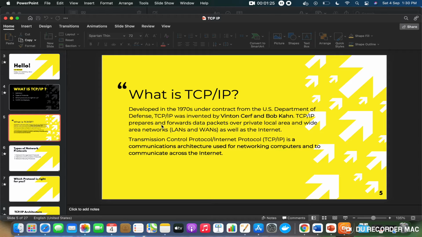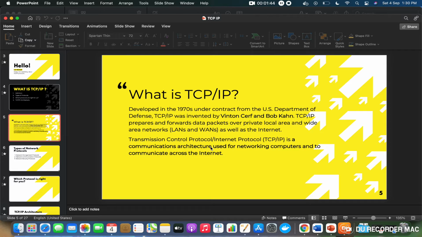TCP/IP is a protocol which was developed by the US Department of Defense. TCP/IP was invented by Vint Cerf and Bob Kahn. TCP/IP prepares and forwards the data packets over the private local area network and the wide area network. It means LAN and WAN over the internet.